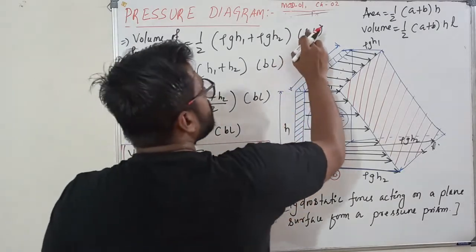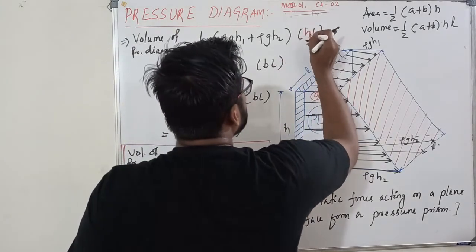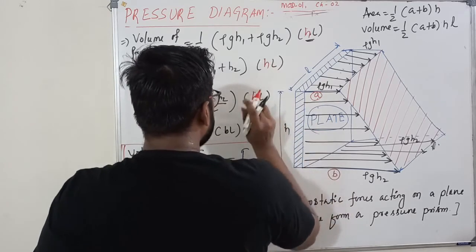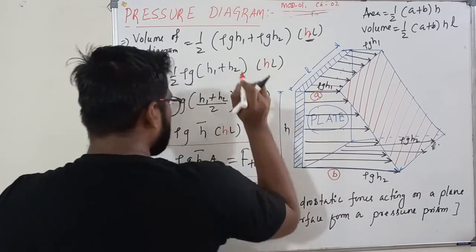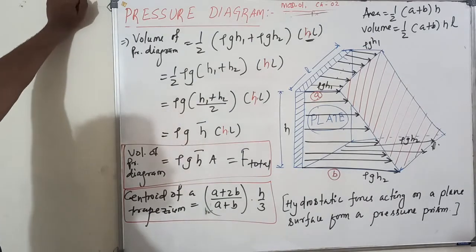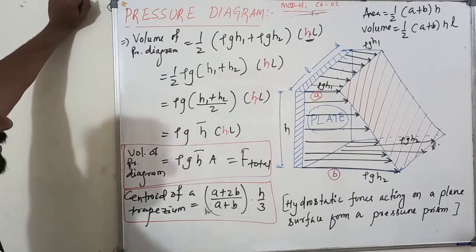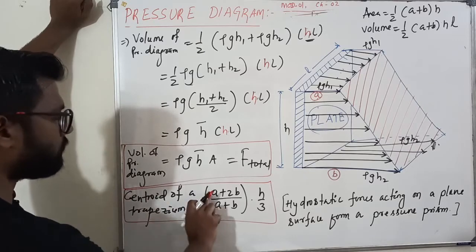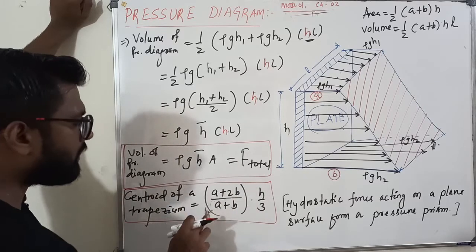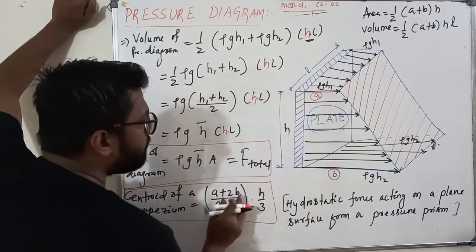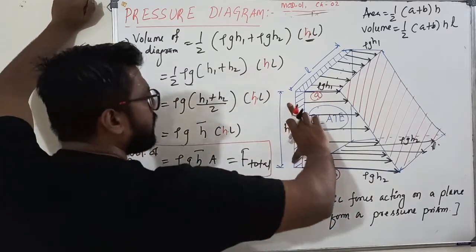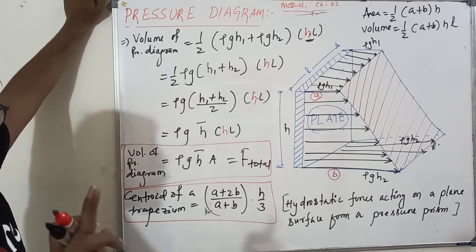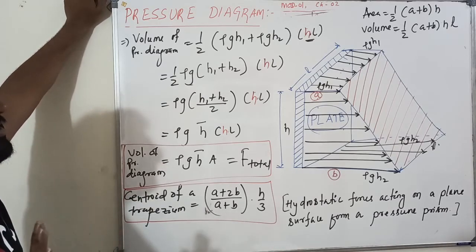No sir, it is confusing. You write H only. Again, sir, you are changing. See, I want to avoid the confusion. If you understood, you do not mind whether it is B into L or H into L. So what you got is the centroid of pressure equals (A plus 2B) by (A plus B) into H by 3, where A is rho g H1, B is rho g H2, and H is the height of the trapezium. Understood? So this is your pressure diagram.